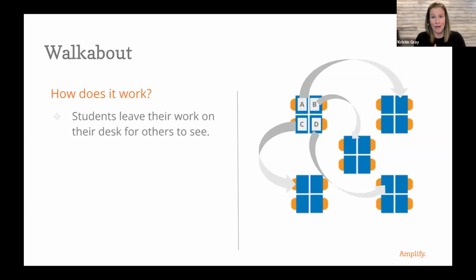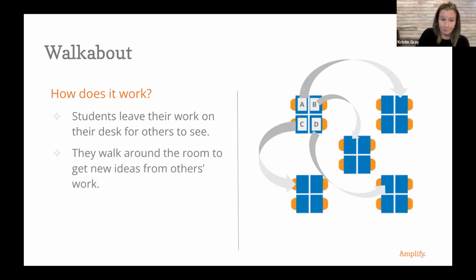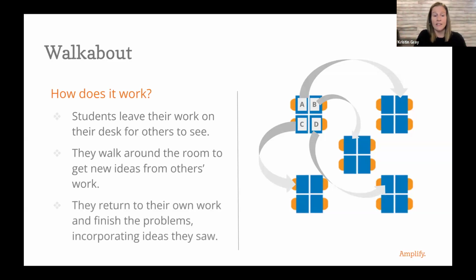But the way a walkabout works is students leave their work on their desk. So students have gotten started on the work. You tell them they're going to do a walkabout. They leave their work on their desk, and they're going to walk around to others' desks to see the work that they've done. They get new ideas, and then they return to their work and finish out their problem, hopefully incorporating some of the ideas that they saw.